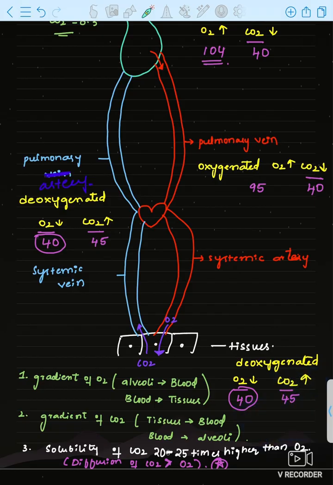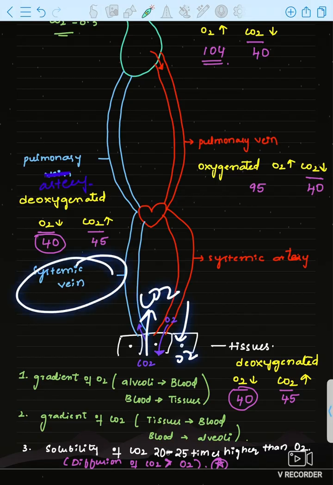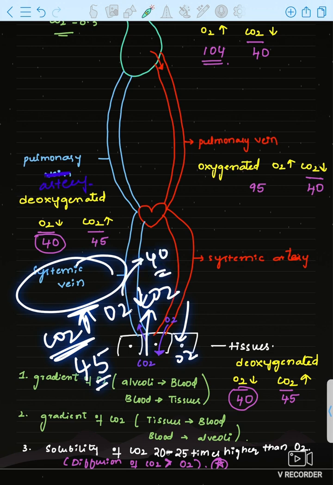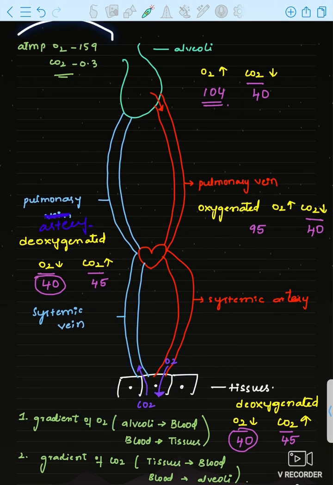Here what happens? O2 will be given to the tissue and CO2 will be given to the systemic vein. In the systemic vein what happens? CO2 value is more, CO2 value more means what? 45. O2 will be less, O2 less means what is the value of O2? 40. So remember like this, and atmospheric O2 will be 159 and CO2 is 0.3.